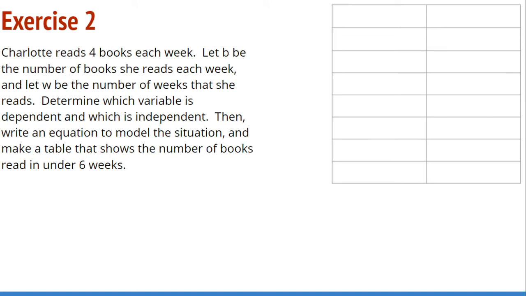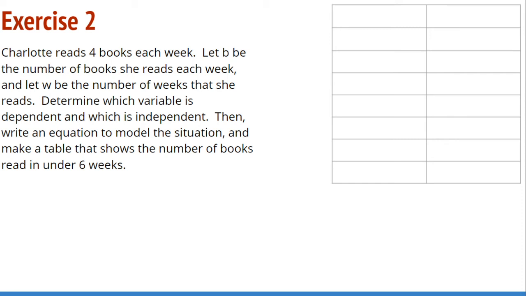Charlotte reads 4 books each week. B is the number of books she reads each week, and W is the number of weeks that she reads. Determine which variable is dependent and which is independent. Then write an equation to model the situation and make a table that shows the number of books read in under 6 weeks. Okay, so does the number of books depend on the number of weeks, or does the number of weeks depend on the number of books?